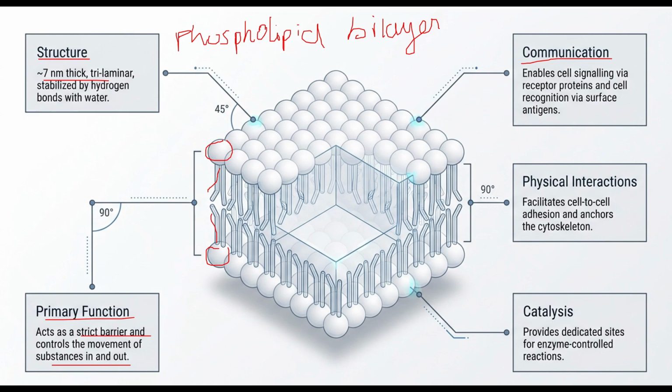So it enables signaling via receptor proteins and cell recognition via cell surface antigens. Additionally, it has cell adhesion, the physical interaction that facilitates cell to cell adhesion and anchors the cytoskeleton. And what is the catalysis here? The enzymes embedded within the membrane. They catalyze reactions while the membrane anchors the cytoskeleton and maintains cell stability. Okay, these are the basic things about the cell surface membrane.